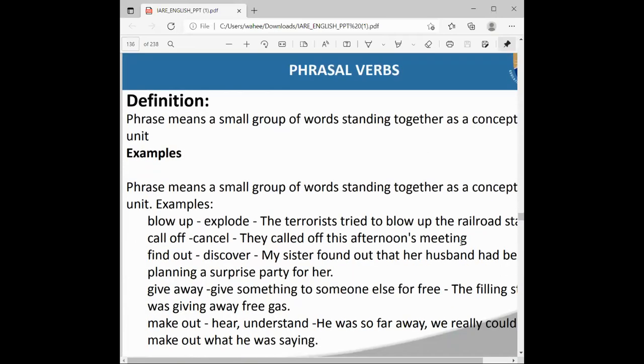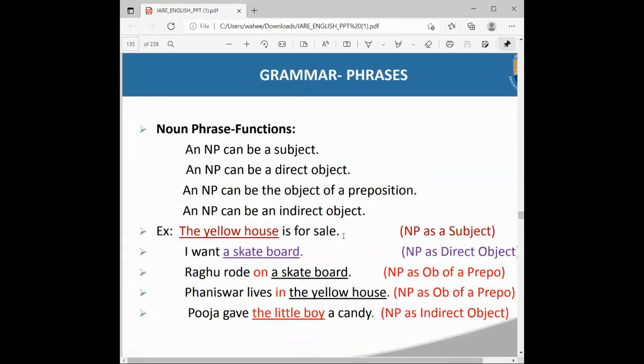Okay. So these are the examples of the types of phrases. Noun phrase, adverb phrase, prepositional phrase. Did we discuss the adverb phrase? No? We'll go to that.